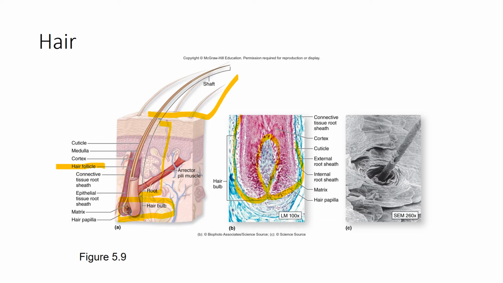Also, we find the erector pili muscle, which is a smooth muscle attached to the hair shaft. When we respond to different emotions, or sometimes if we have a damaged nerve or very cold temperatures, these contract and give us our goosebumps. And so those hairs stand straight up.